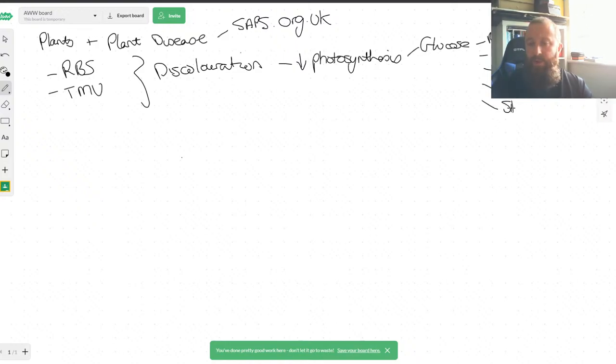And they're also going to store some of it as starch. So glucose is used in all of these different things in plants. So straight away, if we reduce the amount of glucose that's been made because we've lowered the rate of photosynthesis, the plant's not going to be able to produce these compounds. That means we're going to get much stunted growth. We're going to get things like leaf curl. We're going to get lots of issues with the plant.